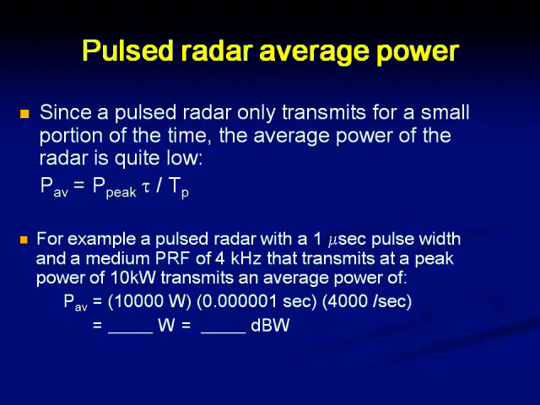So the peak power is 10 kilowatts and the pulse width is 1 microsecond, divided by the PRT. But in this context we got PRF as the data. So putting that into the equation, we get this many watts. But normally we express these in terms of dB over watts, or in terms of dBW.